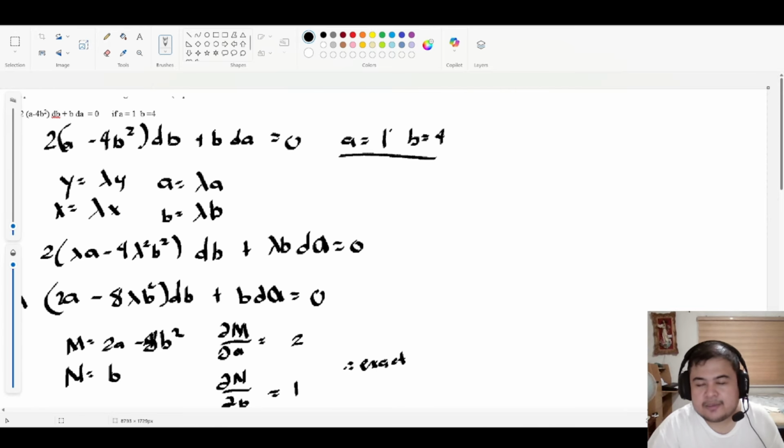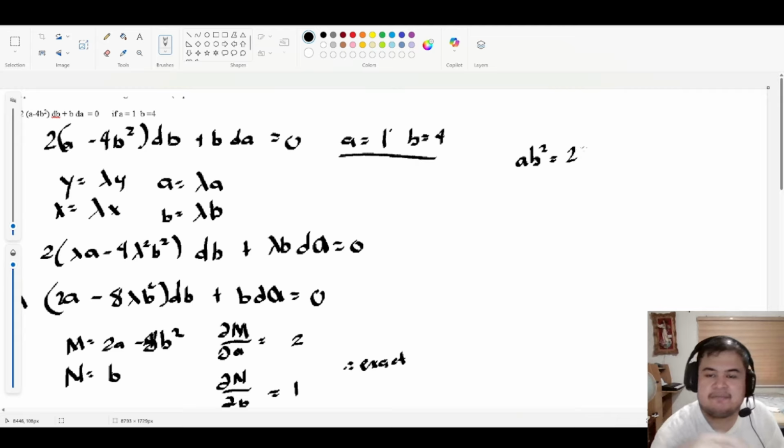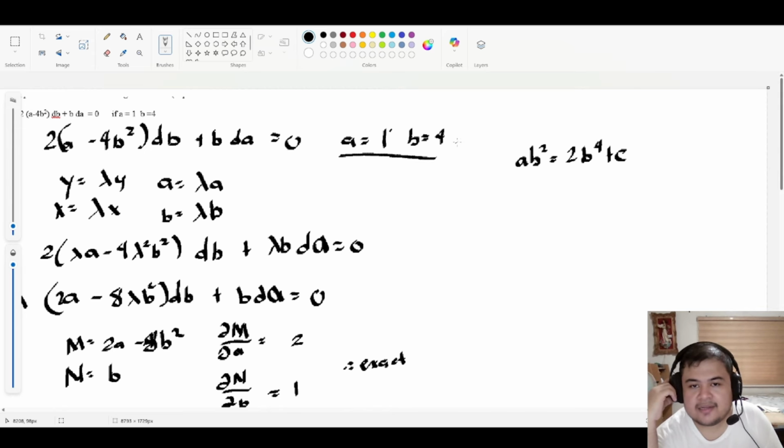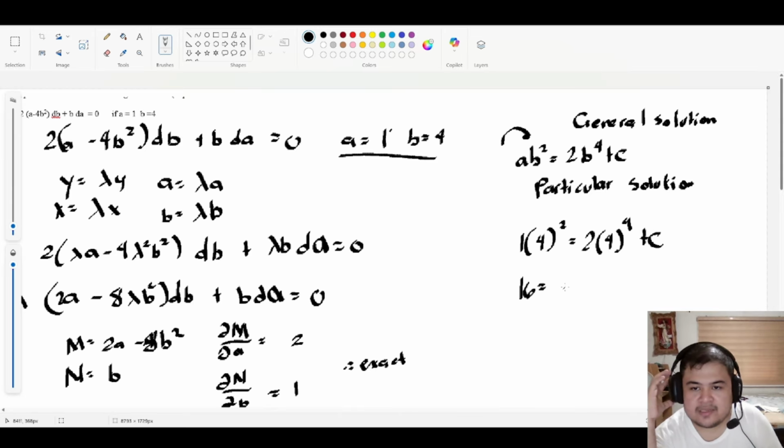It's also an example of an initial value problem. When a problem gives you a value of a equals 1, b equals 4, meaning it gave us a value of this variable in your general solution, we use the initial value to get what you call a particular solution, meaning we are looking for a more specific solution, knowing the value of C. If we substitute that, it becomes 16 and 512 plus C. C is equal to negative 496.